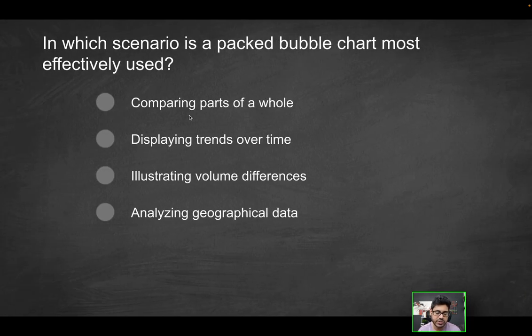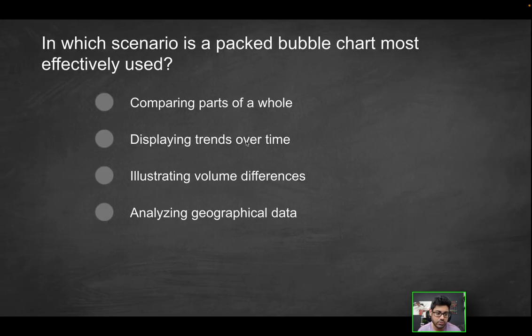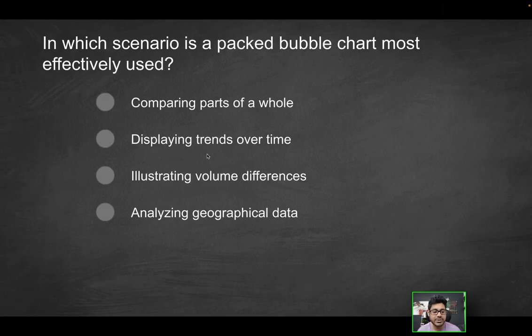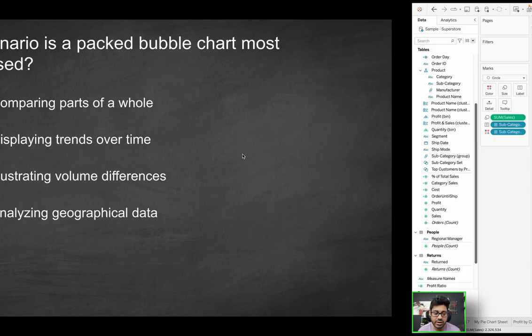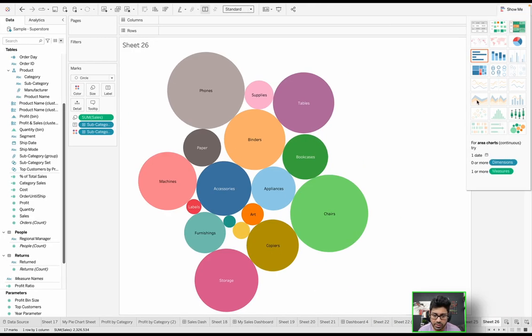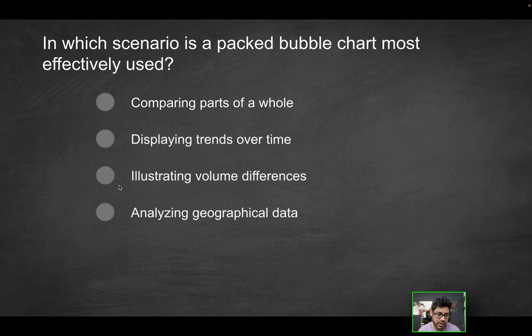So when do you think it's most effective, comparing parts of a whole? No, we talked about that. Parts of a whole, you're really talking about a pie chart, maybe a stacked bar chart, maybe even a stacked area chart, but definitely not a packed bubble chart based on what we just saw. How about displaying trends over time? Again, for that you're going to need either an area chart or a line chart. That's how you see the progress of a measure over a period of time.